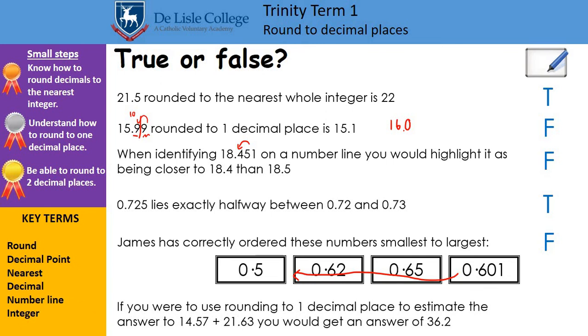Lovely. And if you were to use rounding to 1 decimal place to estimate the answer to 14.57 plus 21.63, you would get an answer of 36.2. Just pause the video and work it out. Right, brilliant. It's true, because 14.57 will become 14.6, and 21.63 will become 21.6, and then you can do your calculation. So 6 plus 6 is 12. 1 plus 4 plus 1 is 6, and 1 plus 2 is 3.